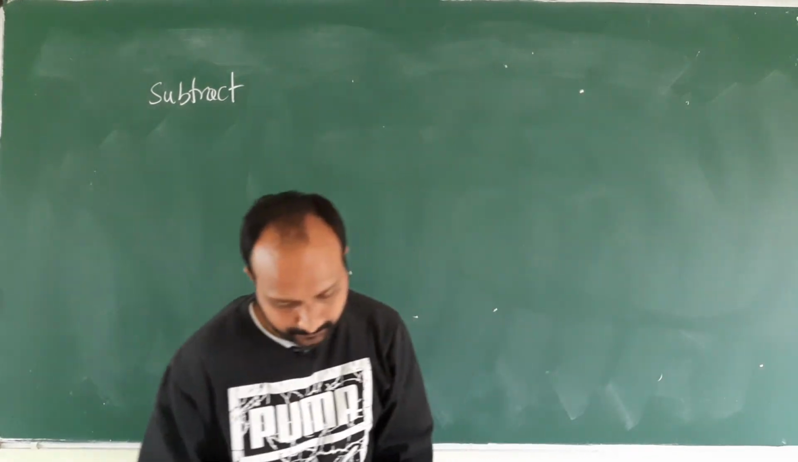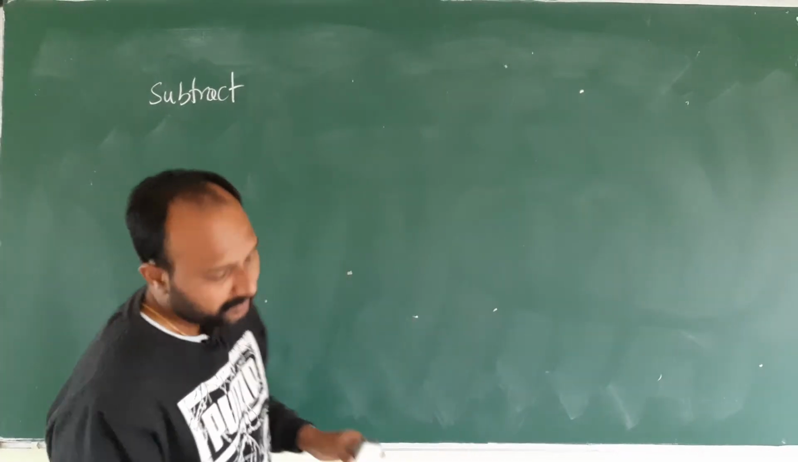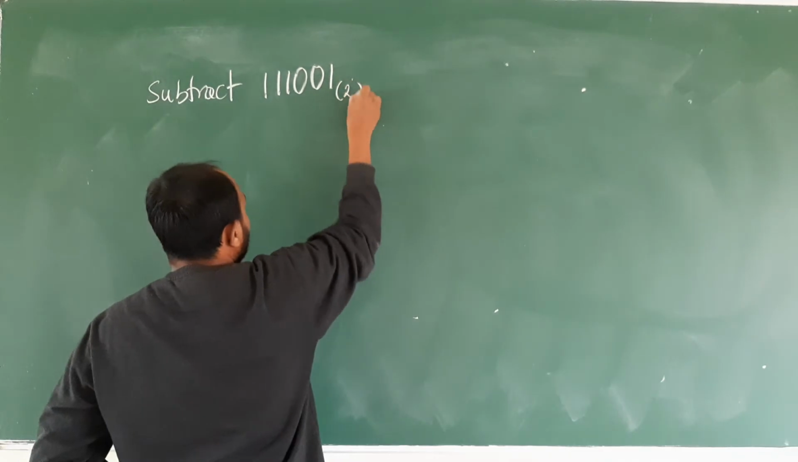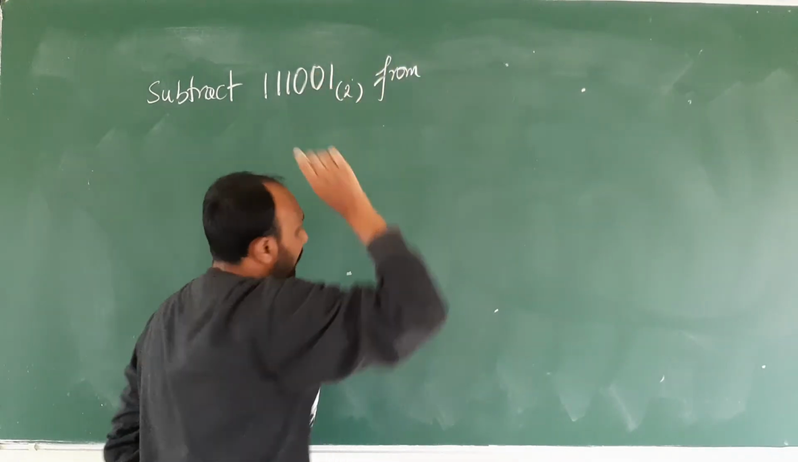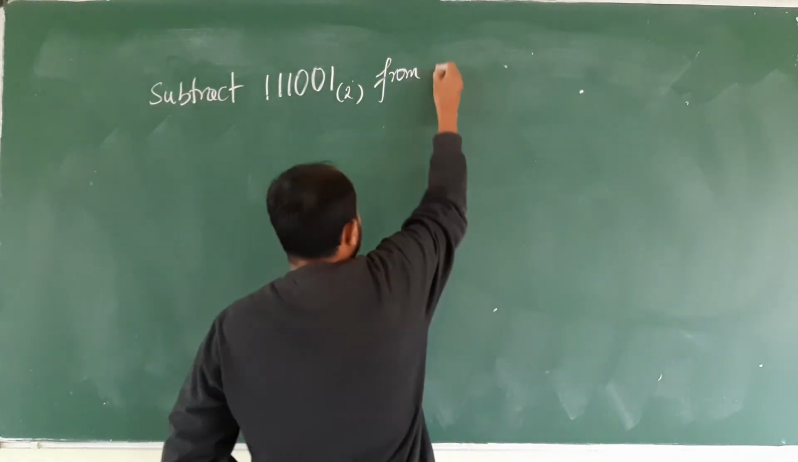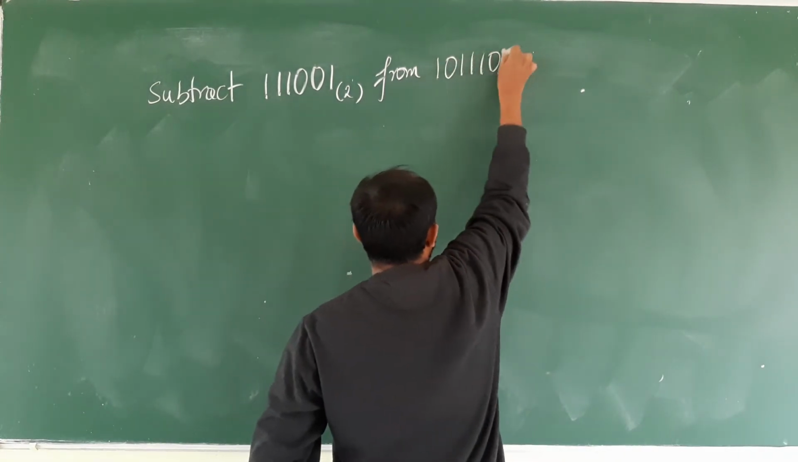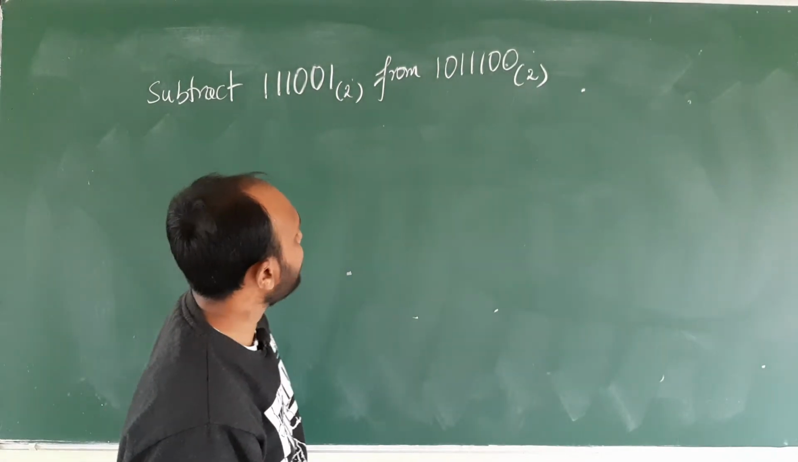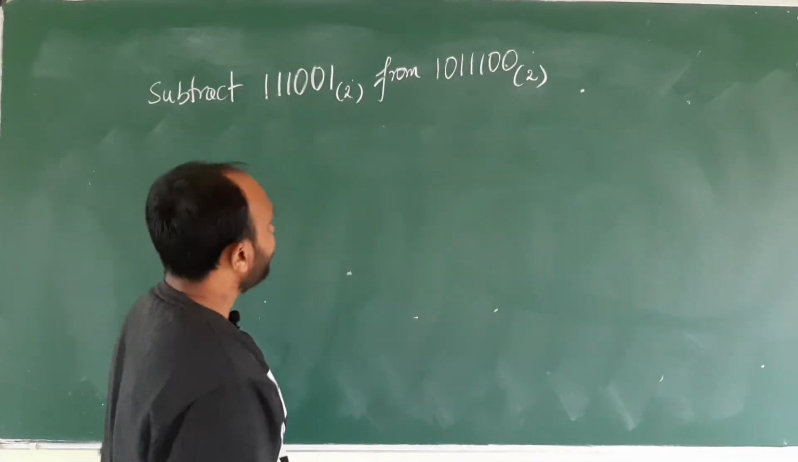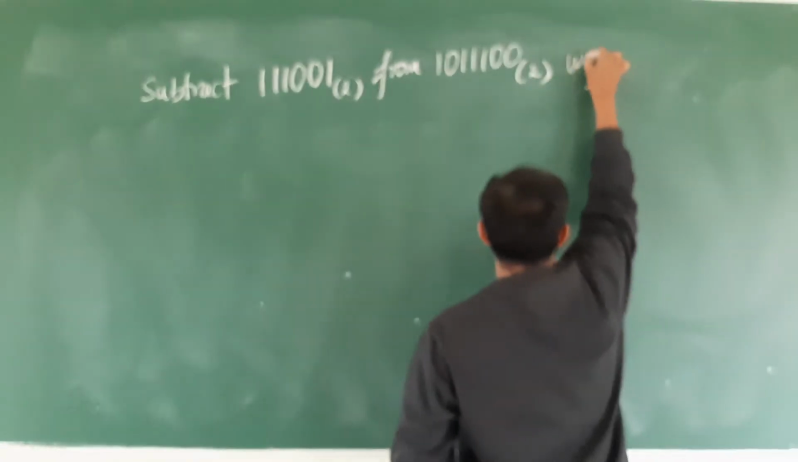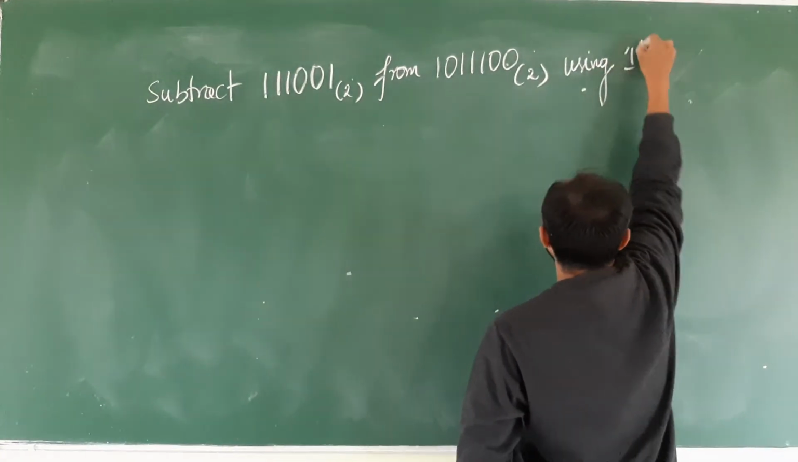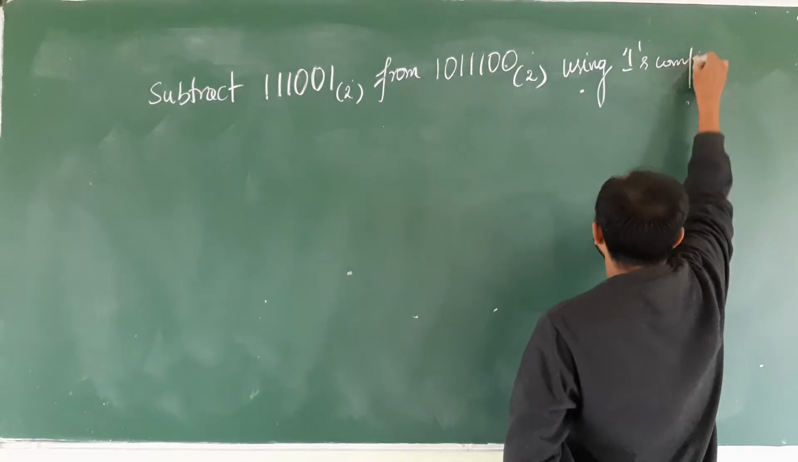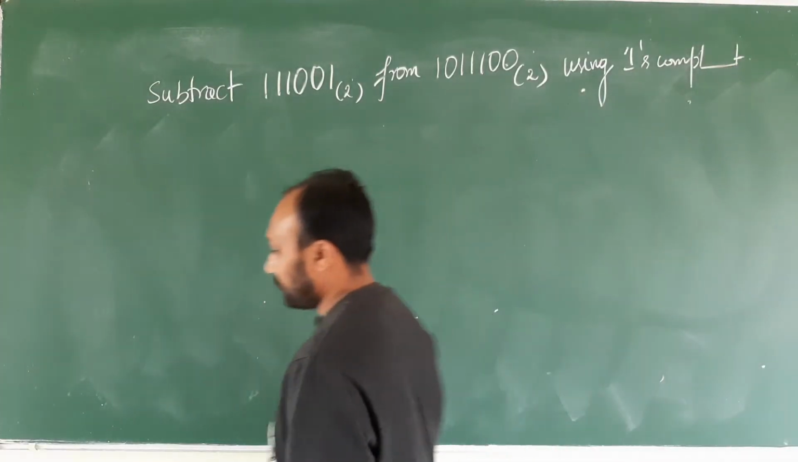Okay, let us subtract 111001 to the base 2 from 1011000 to the base 2. Here also we will be using 1's complement.